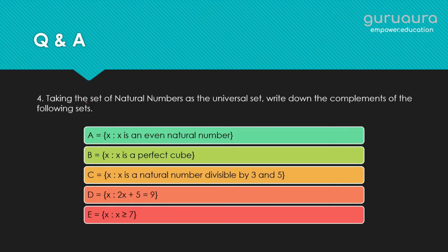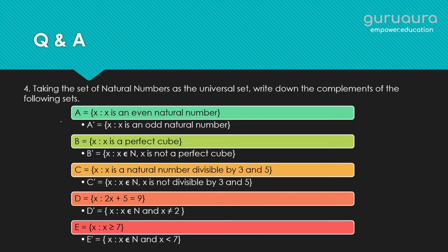Taking the set of natural numbers as the universal set, write down the complements of the following sets. Okay, so taking the natural number set as the universal set, we need to write down the complements of the following sets. That means we need to find A complement, B complement, C complement, D complement and E complement. So again, pause the video and try to solve it, and we will see the answers in the next slide. Let's see the answers.